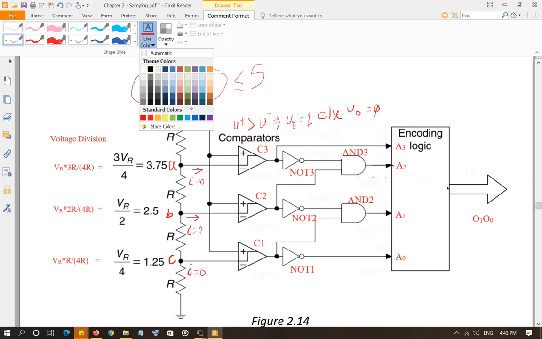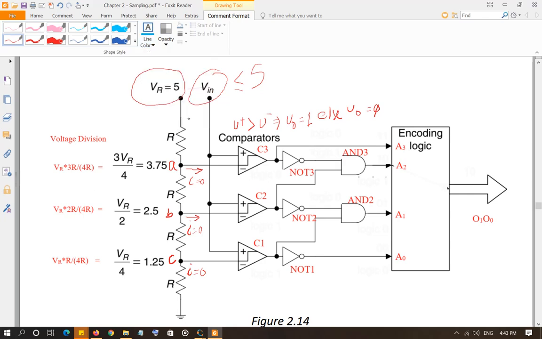Let me go ahead and change the color of my marker. So comparator C3 is going to produce 1 if your input voltage is between 5 volt and greater than 3.75 volt. So the output of the comparator is going to be 1. This one is going to carry it from here, and A3 is going to be 1. It's going to go through NOT 3. It's going to become 0.